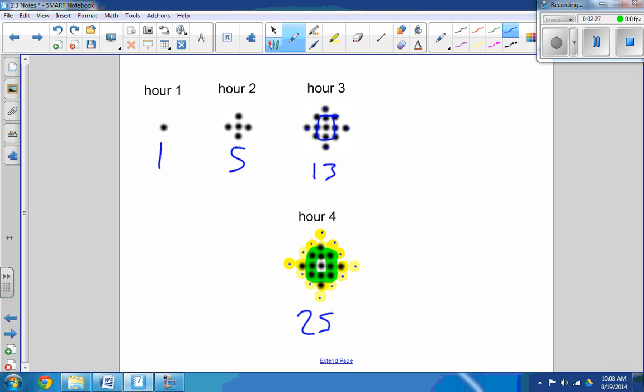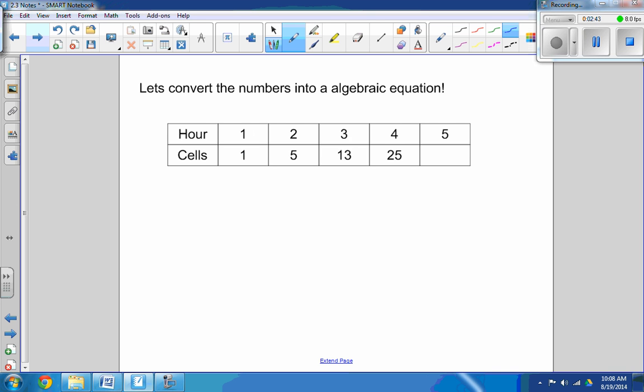Now we could take this to hour 5, hour 6, and so forth. But let's see if we actually can create a mathematical equation for it to determine how many dots will there be by hour 20 or hour 50. So there we go. We've got this converted. Let's see if we can create an algebraic expression for this.